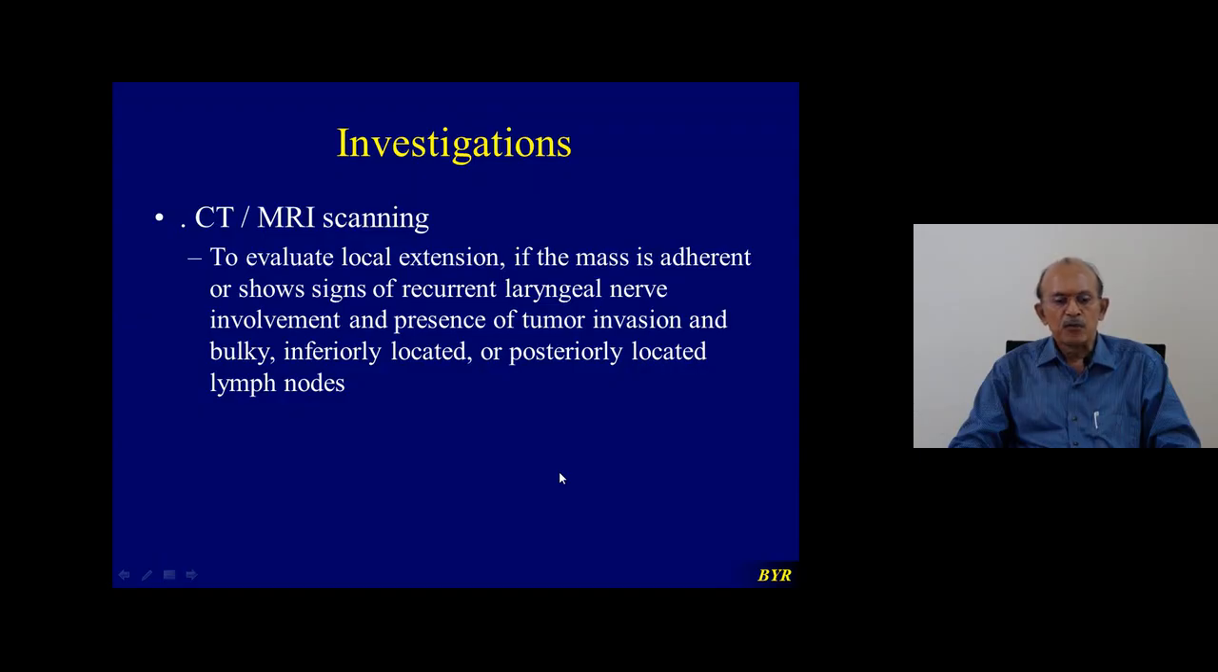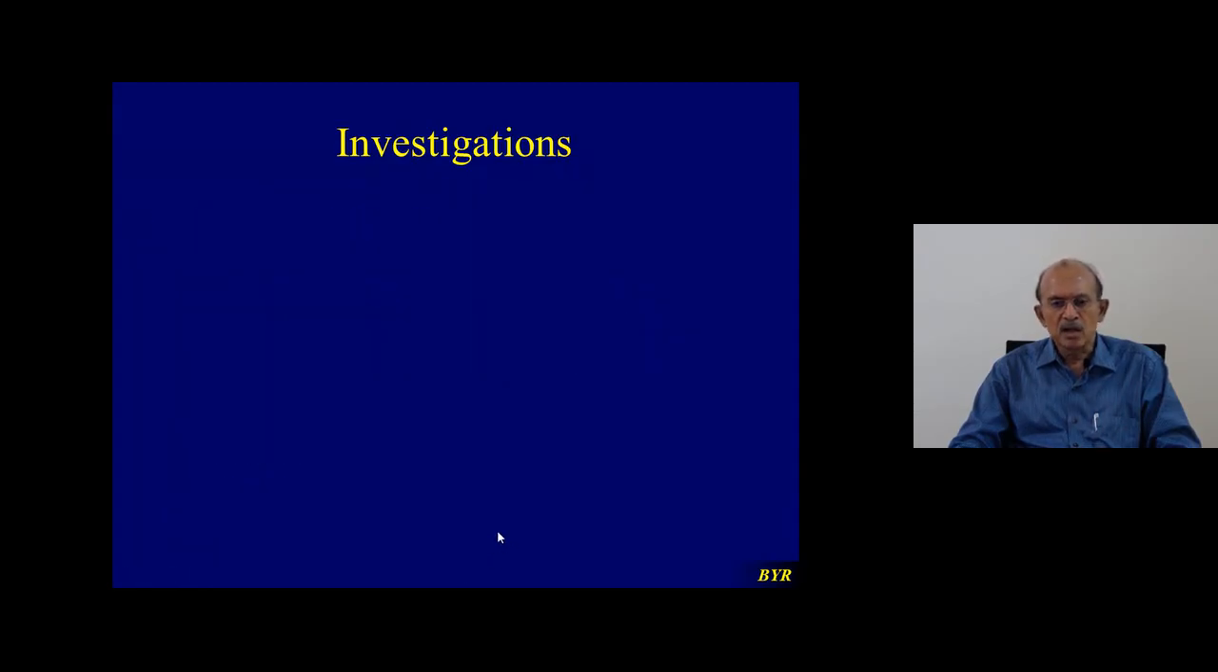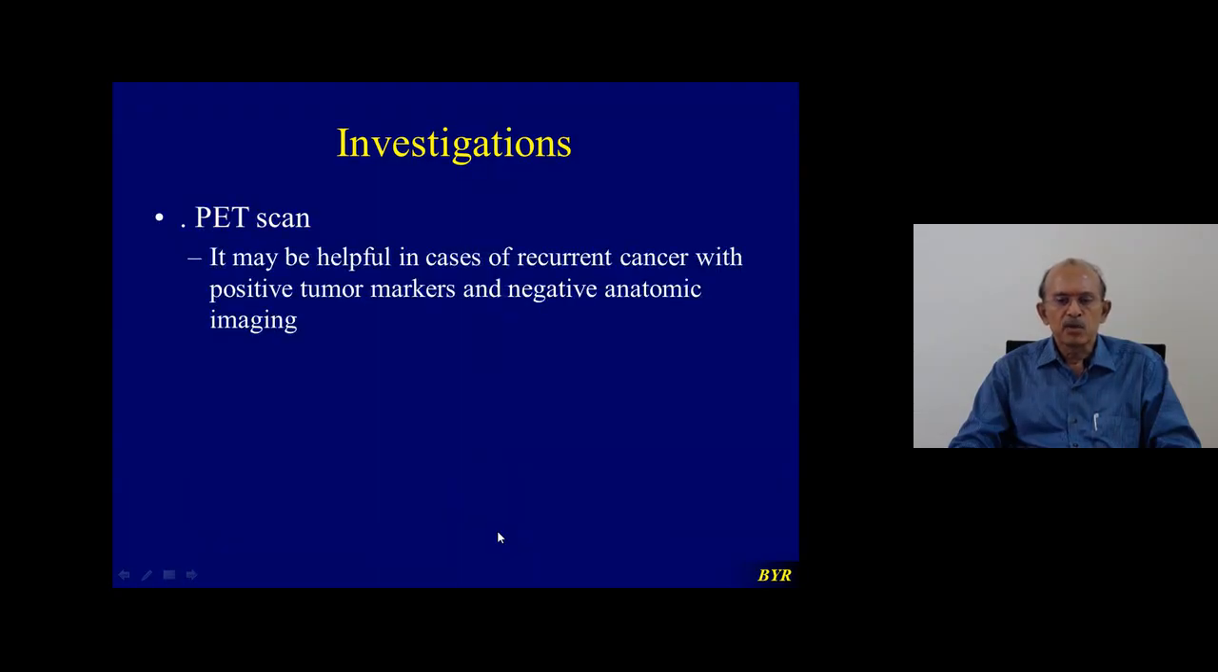So whenever there are lymph nodes, whenever there is local extension to the trachea, you have to do the CT or MRI scan. It may also be used when ultrasonographic expertise is not available. It is not done in other solitary thyroid nodules. PET scan may be useful in case of recurrent cancer with positive tumor markers and negative anatomic imaging.